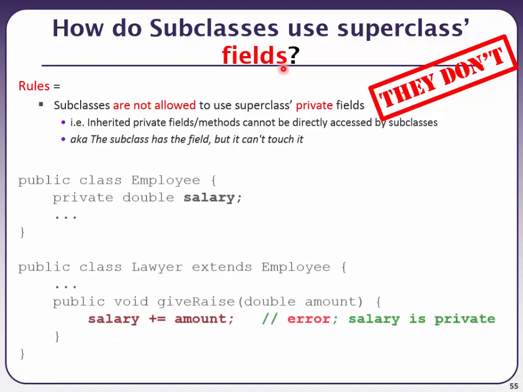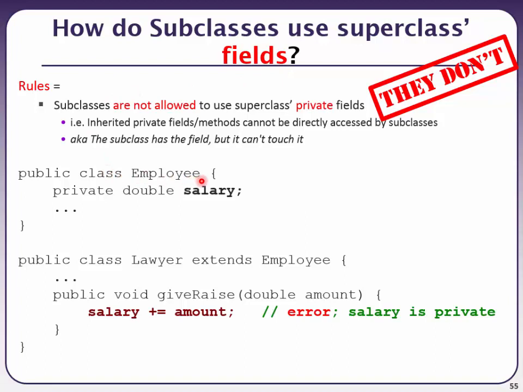Let's take a look at an example. Public class Employee, so that's going to be our superclass, as always. Private double salary, so here's a field of type double that is marked as private. If in my subclass Lawyer that extends Employee, I try to write a method giveRaise that takes as parameter an amount, and I say that now the field salary is increased by that amount, that's going to trigger an error, okay? So, you can see that this is really restrictive, okay?